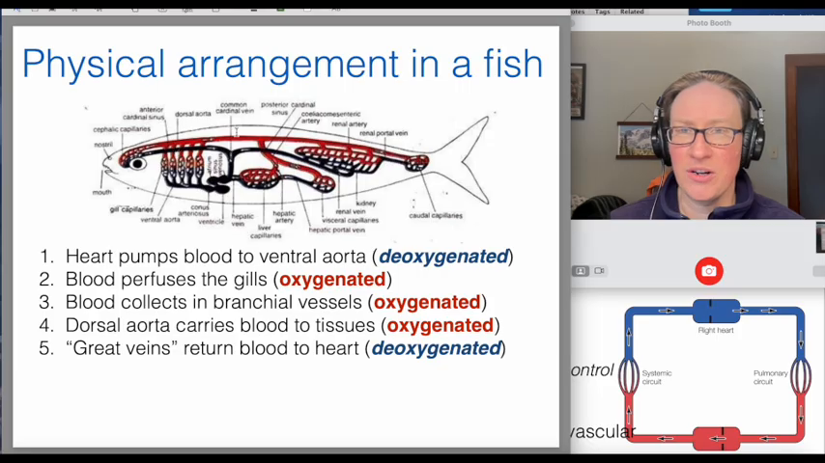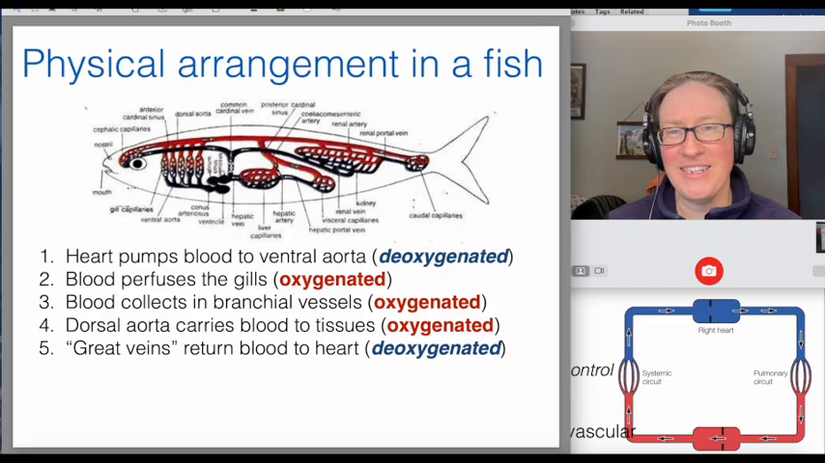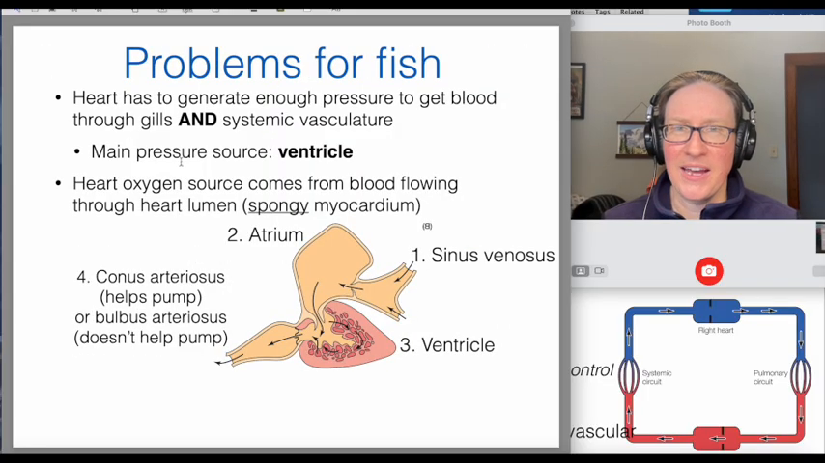Then the dorsal aorta here along the spine of the fish will carry the blood to tissues, right? So this is oxygenated blood. So oxygenated blood will reach the fish's brain, the fish's eyes, digestive organs, excretory organs, etc. And then a collection of veins known as the great veins return that blood to the heart. So notice this heart is only getting deoxygenated blood after it has passed all the way through the fish's circulatory system. Okay, so this can cause some problems for fish, right?